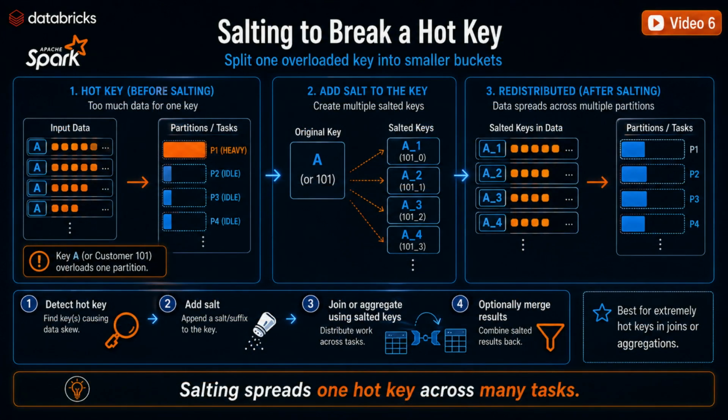Salting is a technique used to break one overloaded key into smaller buckets. Imagine key A, or customer 101, appears too many times. Without salting, all records for that key may go to one partition, creating a very heavy task.